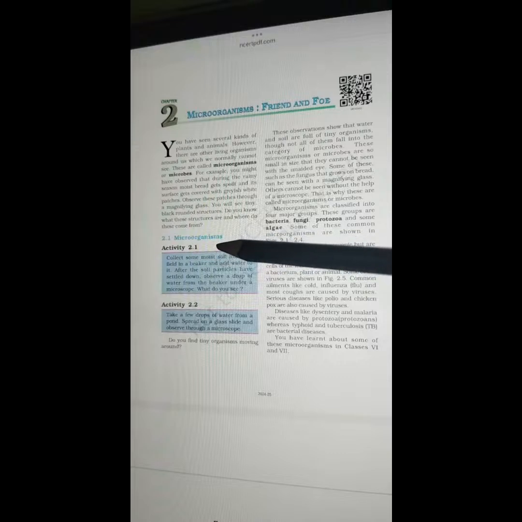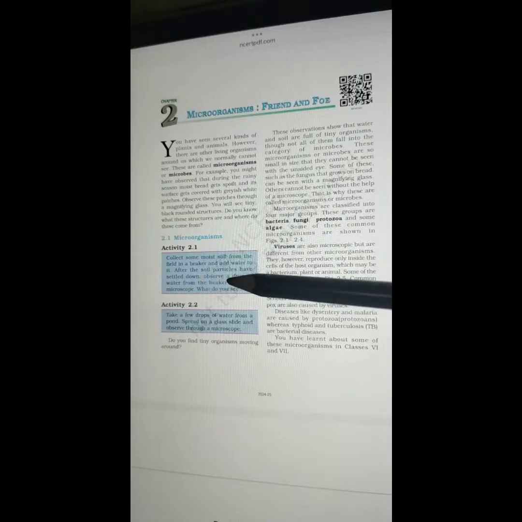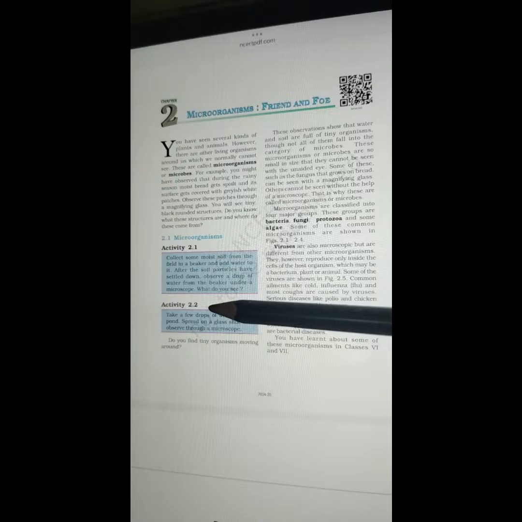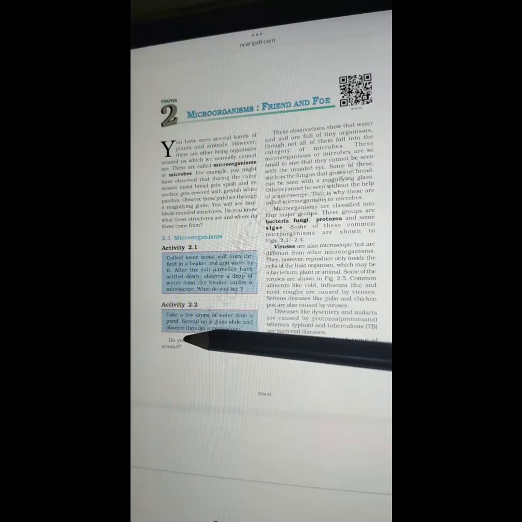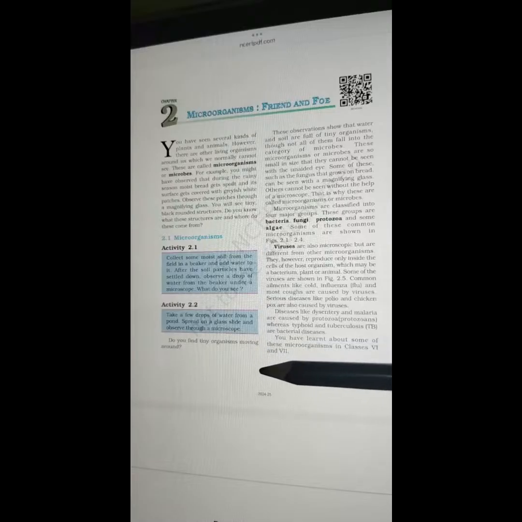2.1 Microorganisms. Collect some moist soil from the field in a beaker and add water to it. After the soil particles have settled down, observe a drop of water from the beaker under a microscope. What do you see? Activity 2.2. Take a few drops of water from the pond, spread on the glass slide, and observe through the microscope. Do you find tiny organisms moving around?